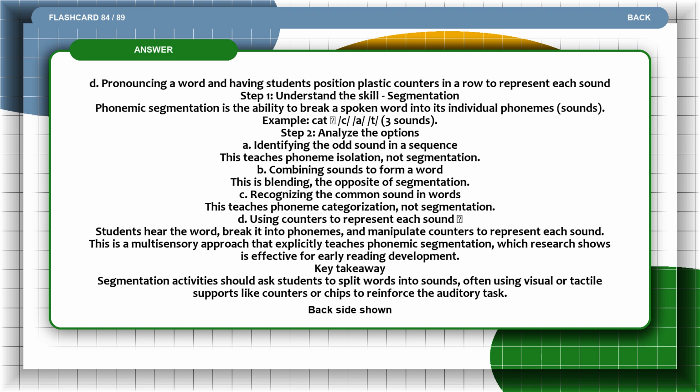Correct. Students hear the word, break it into phonemes, and manipulate counters to represent each sound. This is a multisensory approach that explicitly teaches phonemic segmentation, which research shows is effective for early reading development. Key takeaway: segmentation activities should ask students to split words into sounds, often using visual or tactile supports like counters or chips to reinforce the auditory task.